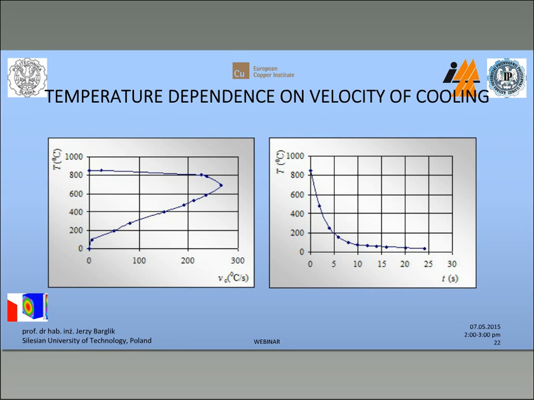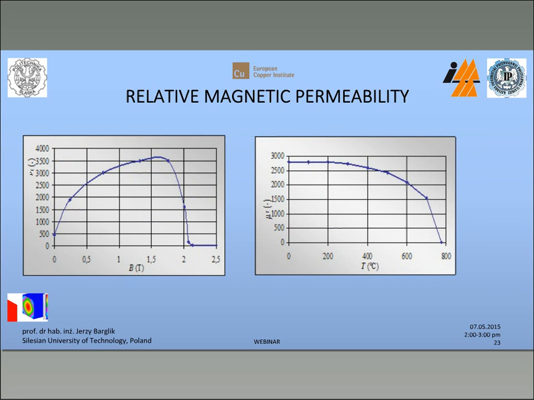It depends on many factors, and in fact it is possible to use any kind of quenchmeters which could make it possible to calculate the real value of the convection heat transfer coefficient. And a more complex problem is connected with relative magnetic permeability. Here I show dependence only on magnetic flux density, left diagram, and temperature.